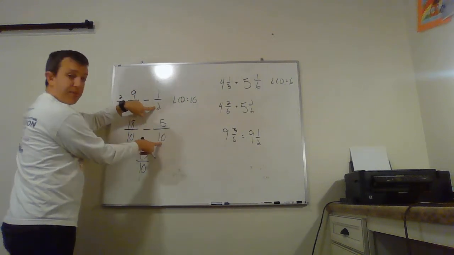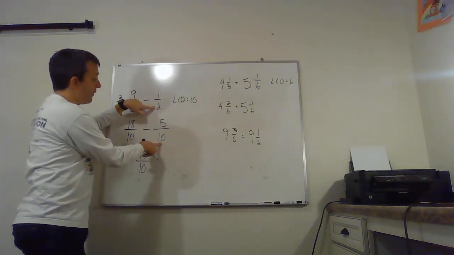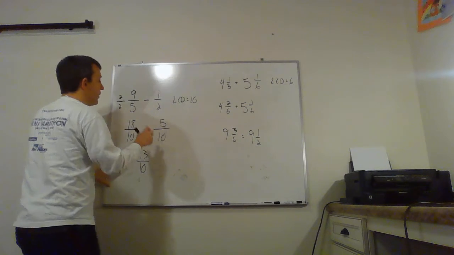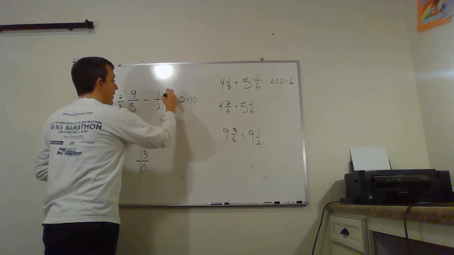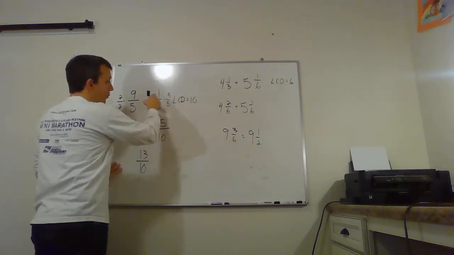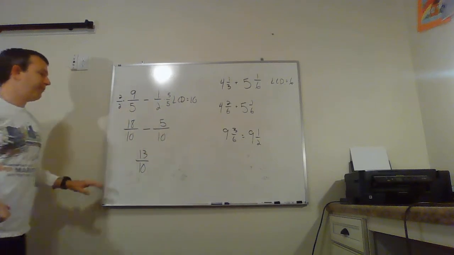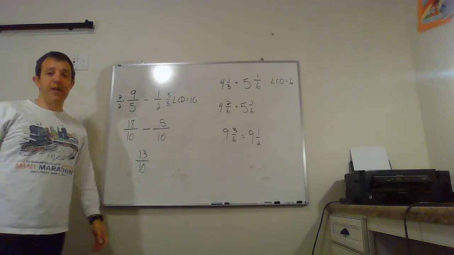Now I have to do the same sort of thing over here for the 1/2. 2 times what is 10? Well, the answer is 5, so I'm going to multiply the top and the bottom by 5. 1 times 5 gives me 5/10. Now I can do my subtraction.